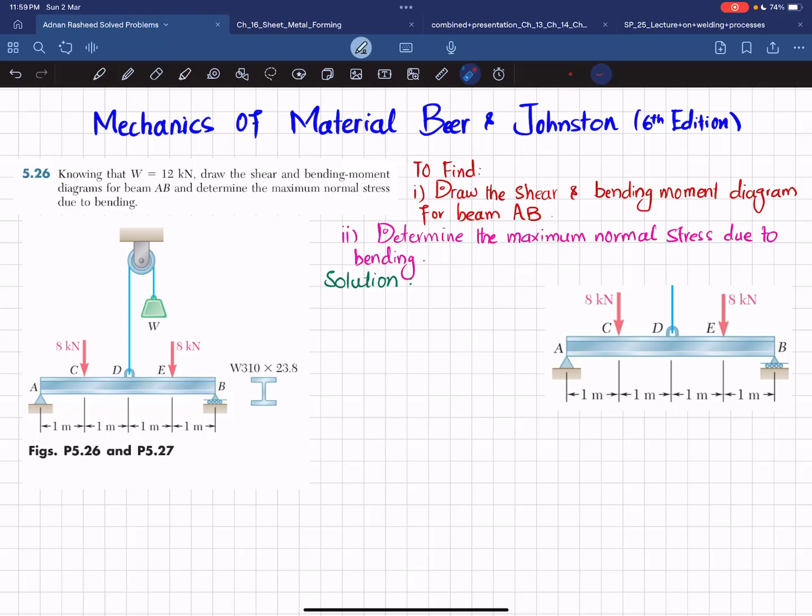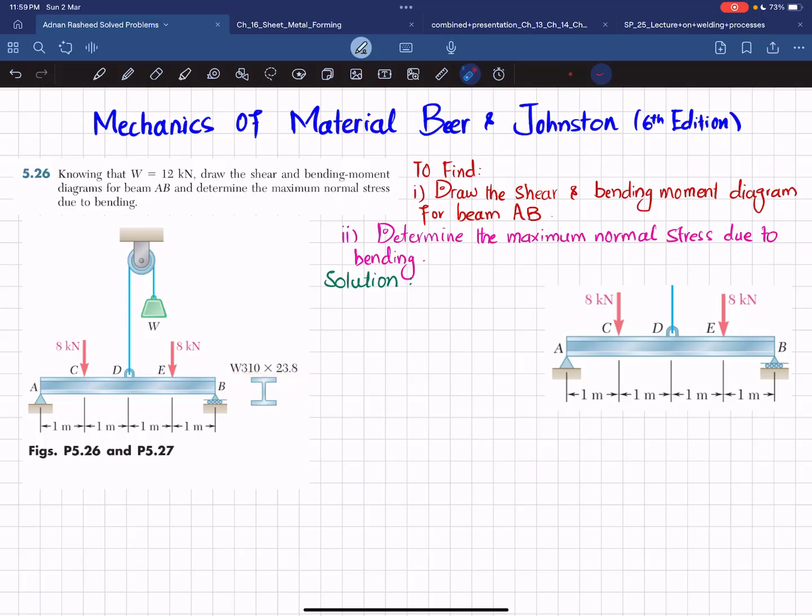You can see this is beam AB having a point load at C which is 8 kilonewton, and at E it is 8 kilonewton. A weight of 12 kilonewton is suspended through this pulley and this is acting downward. As a result, this rope will exert a force upward which is 12 kilonewton acting on that. And the cross section is shown over here. This is a wide flange beam which is W310 by 23.8.